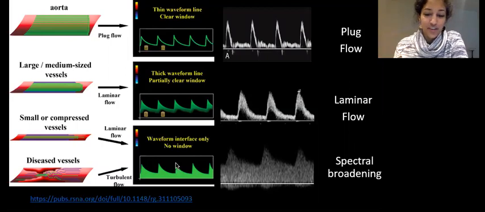And then when you have turbulent flow, such as in an AVM or after a stenosis, like in renal artery stenosis, you'll get the spectral broadening where you've got lots and lots of different velocities filling up the entire spectrum. So that's spectral broadening, and we can also see that there's low resistance here. It is more common to see low resistance in an AVM rather than the high resistance in retained products. Any questions?